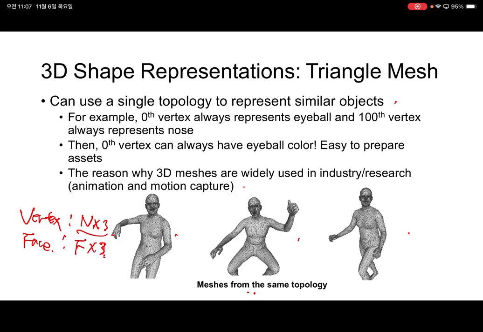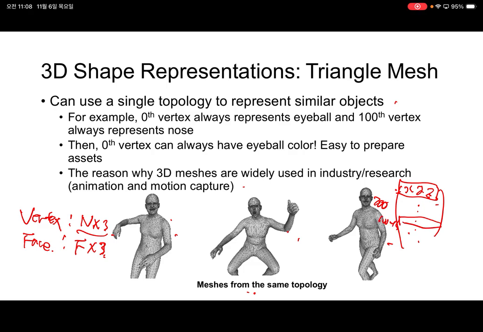I think this might be a little bit not easy to take. So let's say we have 200 vertices, x, y, z. The position of x, y, z, the value of x, y, z, which means the position of each vertex, could be different. Depending on the human pose, the x, y, z value could be different. But the 0th vertex always represents the eyeball vertex. Or this 100th vertex always represents the nose vertex.